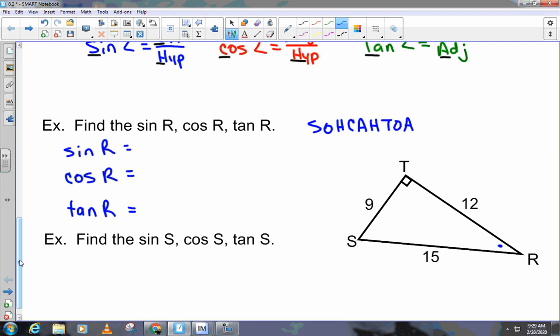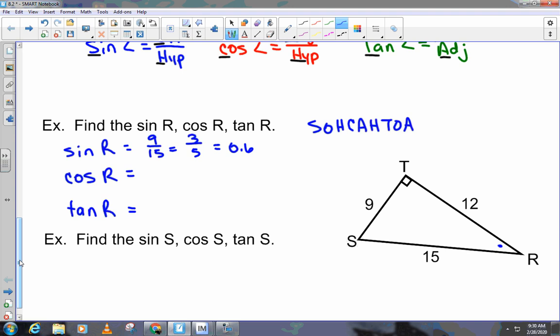Okay? Alright, so we go to R and we want the sine. And remember, sine is opposite over hypotenuse. So what's the opposite? 9. What's the hypotenuse? 15. So that ratio is 9 over 15. And you need to reduce it. What goes into both 9 and 15? 3. So 3/5. Sometimes they ask you to give the decimal equivalent. Okay? Sometimes they just ask for the ratio.